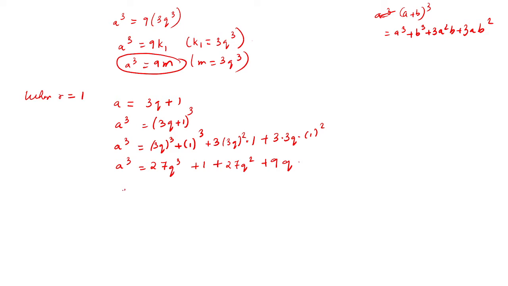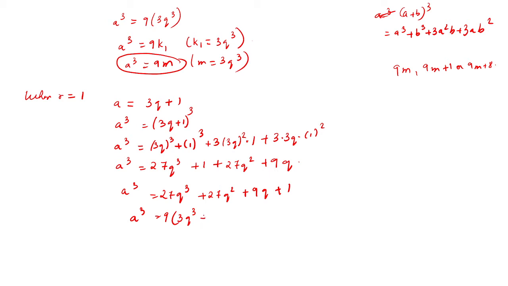Okay, all right, so you bring all these terms together: 9q cube plus 27q to the power 3 plus 9q plus 1. Remember we're asked to show that it is of the form 9m or 9m plus 1 or 9m plus 8. Whatever changes you can make, you can take 9 common here. So when you take 9 common, you're left with 3q to the power 3, 3q to the power 2, and from 9q, just q.